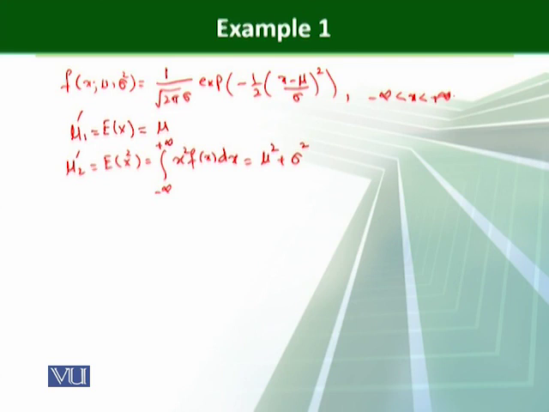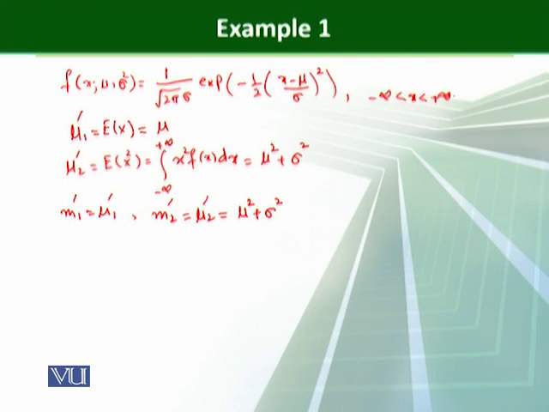Since there are two parameters, obviously we need two equations to find the moment estimators. So now we are going to equate them to the sample moments. The sample moment is denoted by m1 dash, and that is equal to mu 1 dash, and the second sample moment is denoted by m2 dash, that is equal to mu 2 dash, which is mu square plus sigma square.